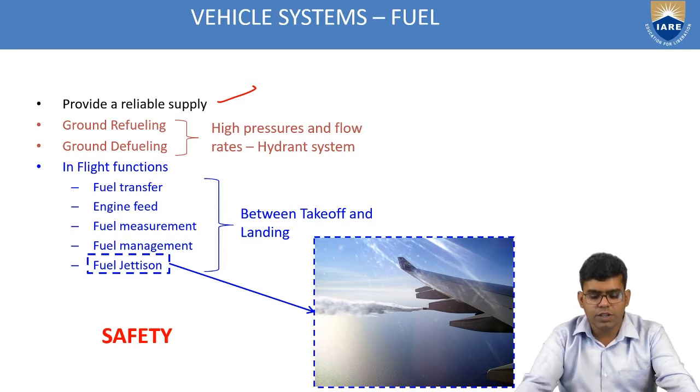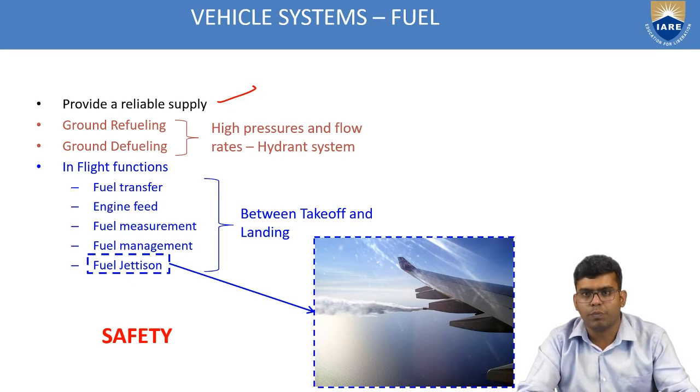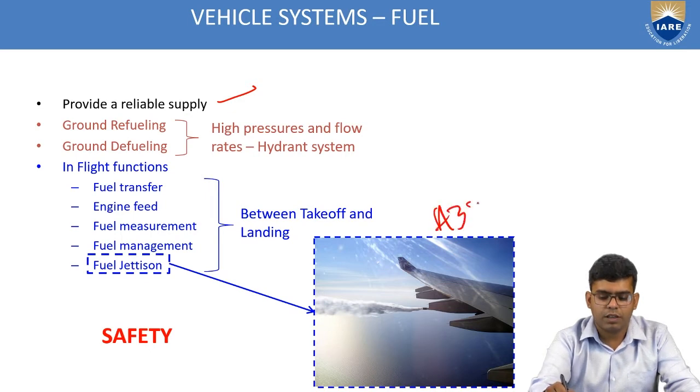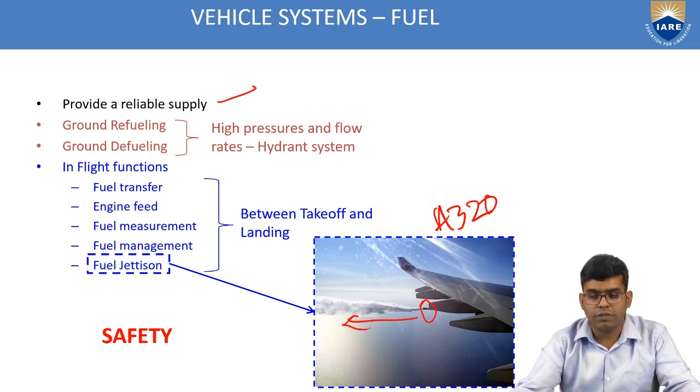And fuel jettison. Fuel jettison is a fancy word for fuel dumping. Fuel dumping, as you can see in the figure, which is from the Airbus A320, you have a small outlet which passes the fuel in case of emergency landing.